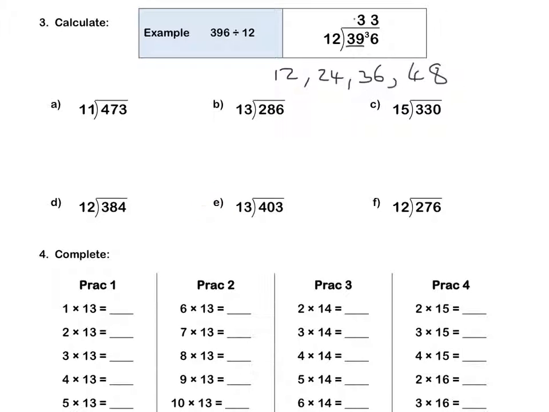Let's do E together, so get out your pen. We're dividing by 13, so let's write out some multiples of 13. 13, 26, 39. Now 13 can't fit into 4, but 13 fits into 40 3 times, because 13 times 3 is 39. Therefore the remainder is 1, and 13 fits into 13 once. Press pause to complete question 3.